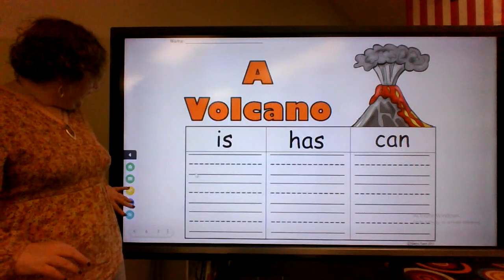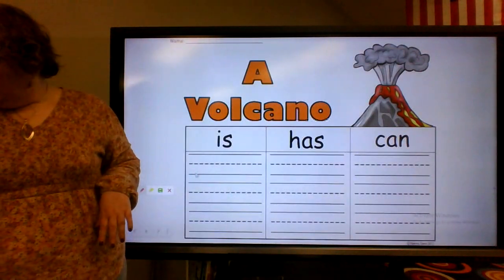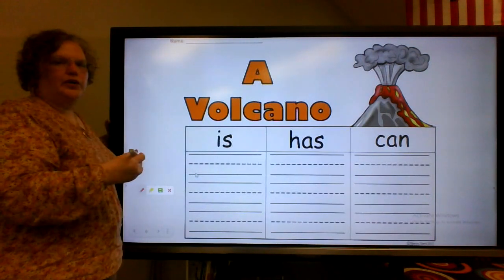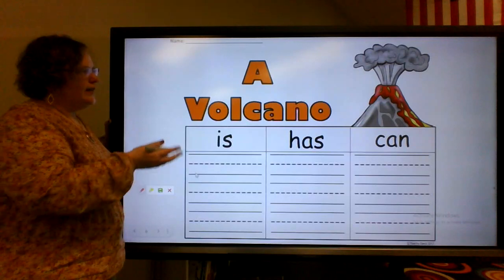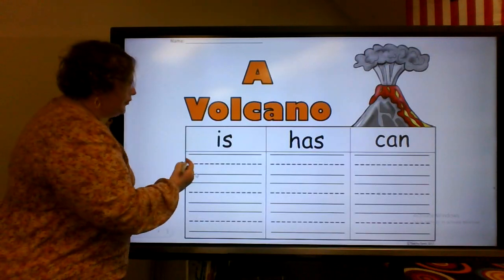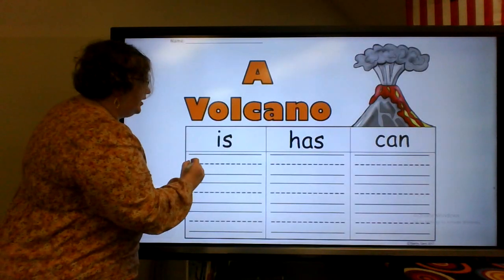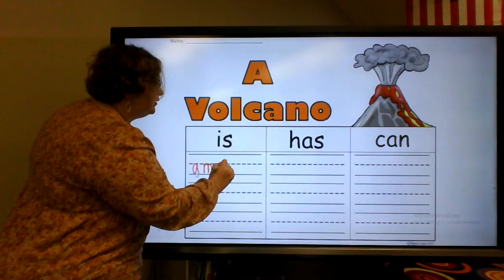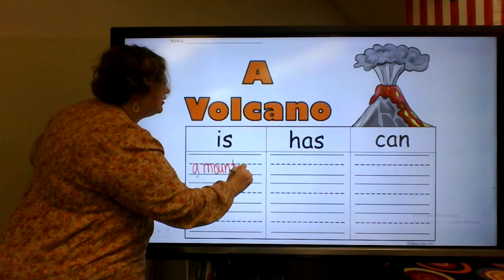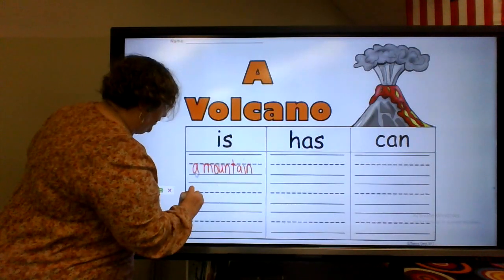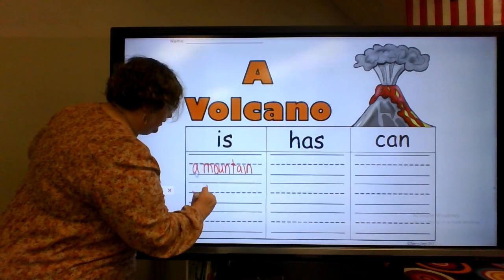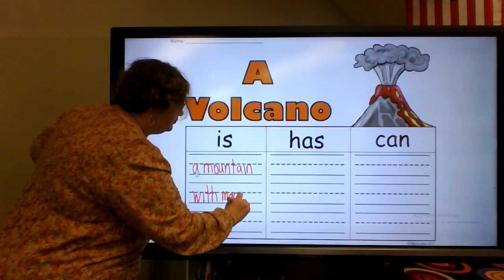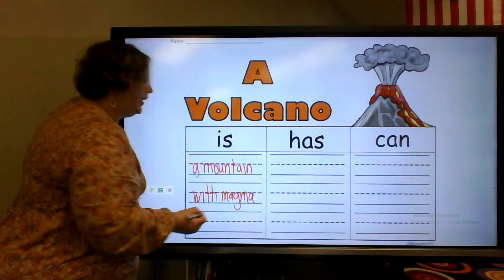I would give them a packet of information, and I would demonstrate for them what they should do. For instance, a volcano is, and then we would write together, we'd practice one, a mountain with magma. And so forth.